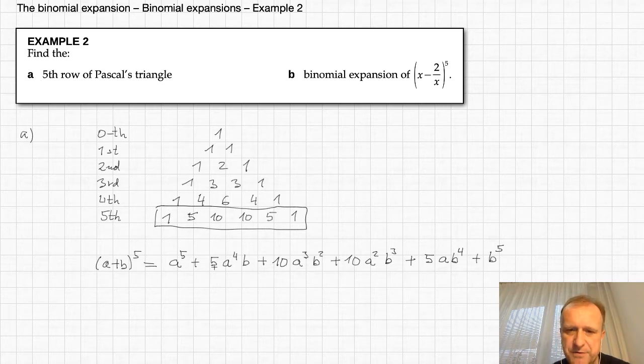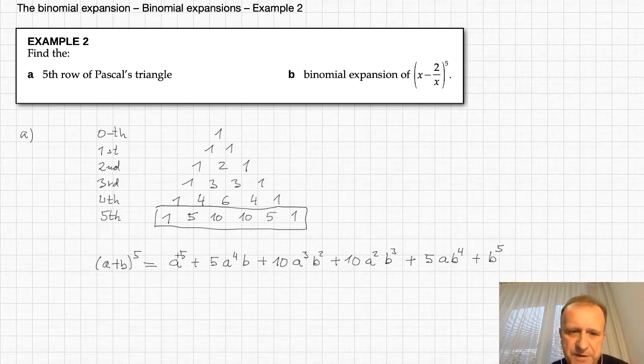What I have used is the following pattern. The powers of a start at 5 and decrease by 1, so 5, 4, 3, 2, 1, 0. The powers of b start at 0 and increase by 1. So there is b to the power of 0 here, which is not written because it's 1. Here I have b to the power of 1, 2, 3, 4, and b to the power of 5.